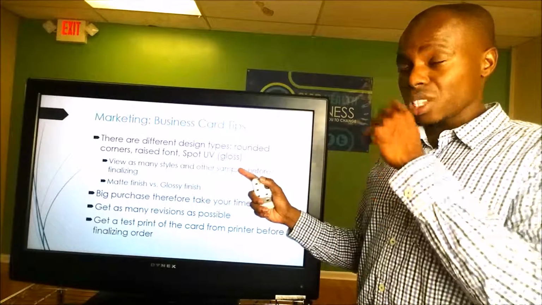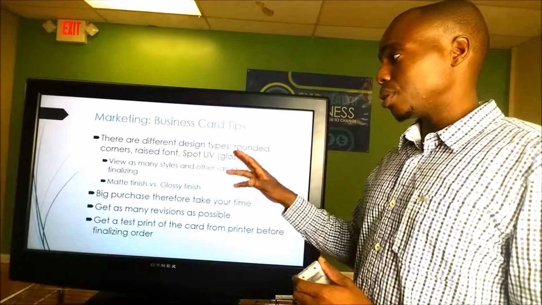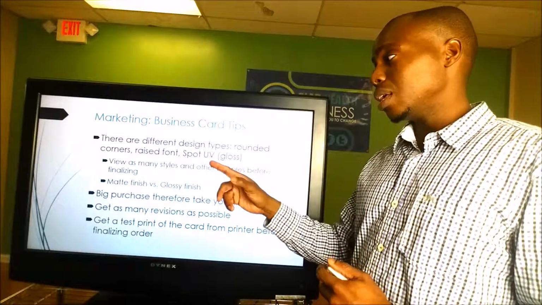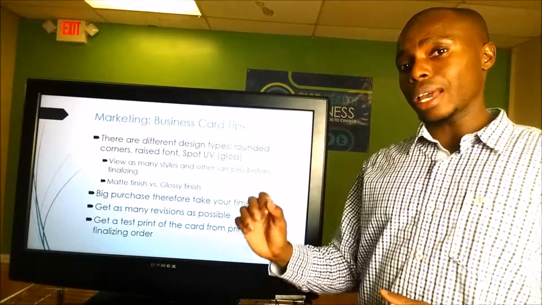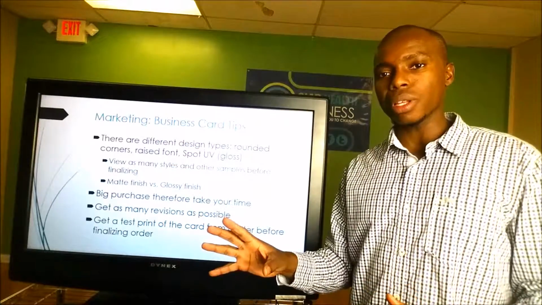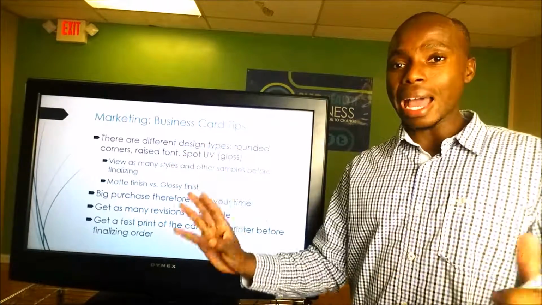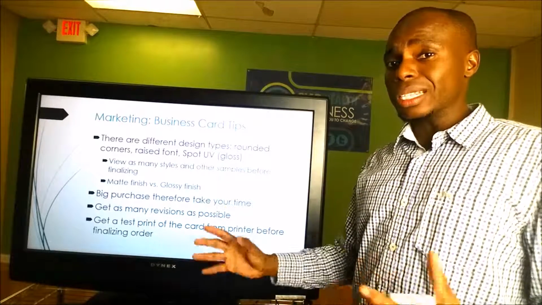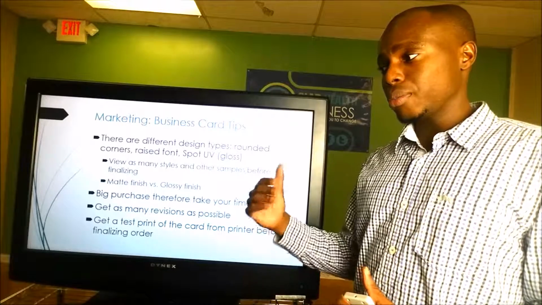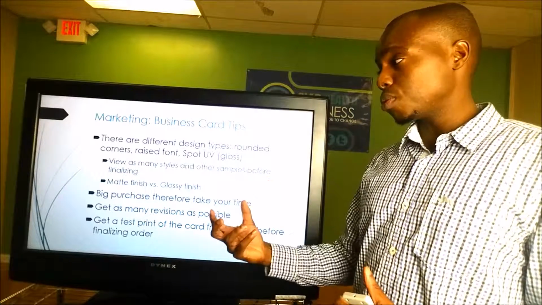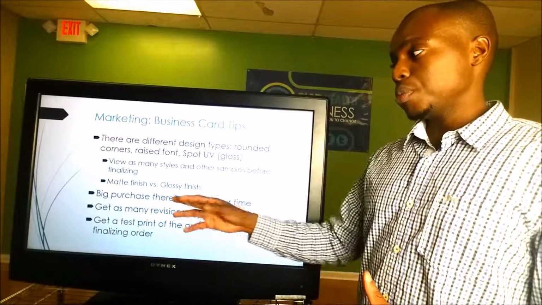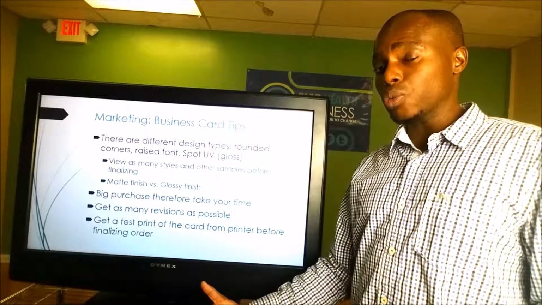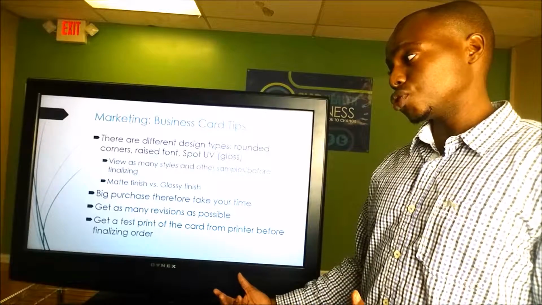Now, there's different types of business cards. There are different types of designs. There's rounded corners, there's raised fine, and then there's what is called spot UV that puts gloss on certain areas that you choose and to highlight. You want to make sure that you try out as many samples as possible and make sure that you really, really love your business card. See what works. Personally, I like a matte finish versus a glossy finish, but a glossy finish may work depending on your industry.